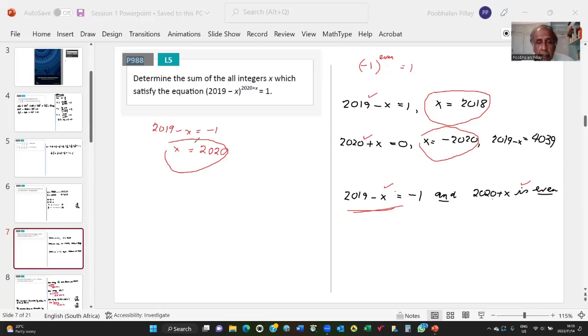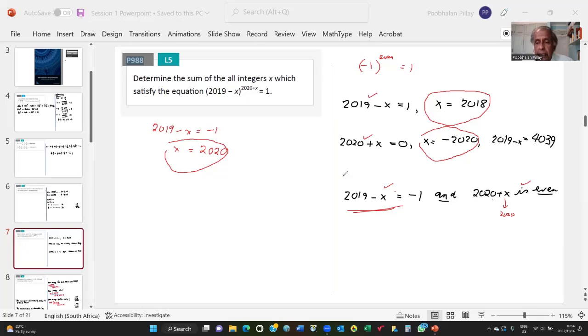But we need to have that the base is negative 1 and the exponent is an even number. Right. So in this case, what is the exponent? The exponent is this. Now, if the value of x is 2020, then 2020 plus 2020 is certainly an even number. So that's okay. This is satisfied.